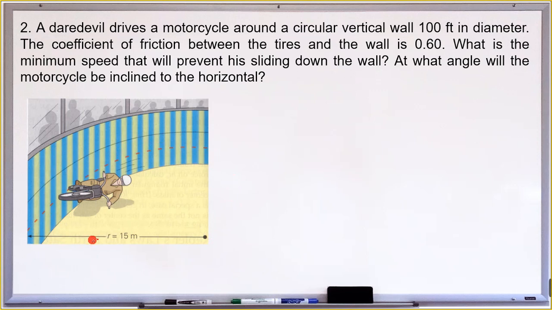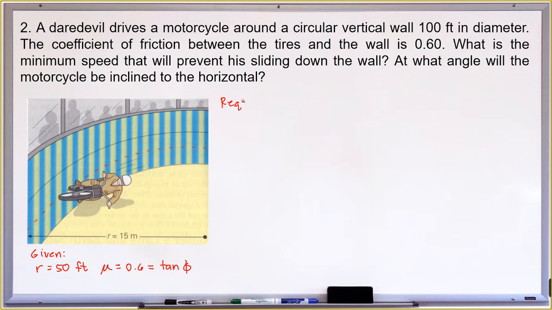So, let's list the givens. First is the given diameter. Let's just express it in terms of radius. The radius, if that is a 100 feet diameter, half of it is 50 feet. What else? The coefficient of friction. We have mu equal to 0.6, but it is also equal to the tangent of the angle of friction phi. What else? That's all.